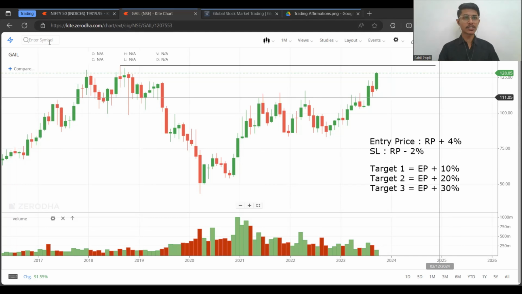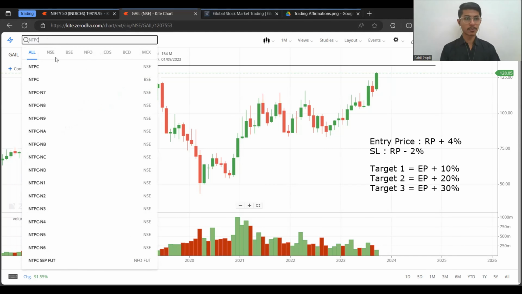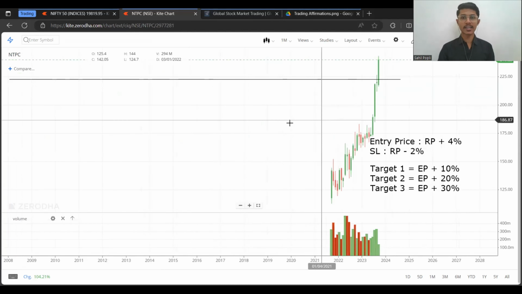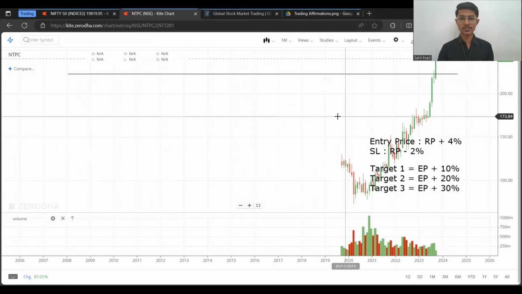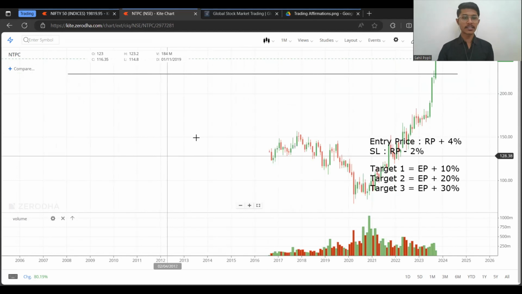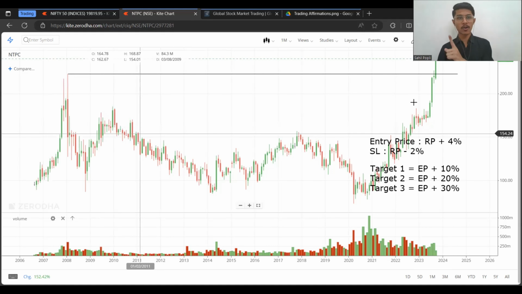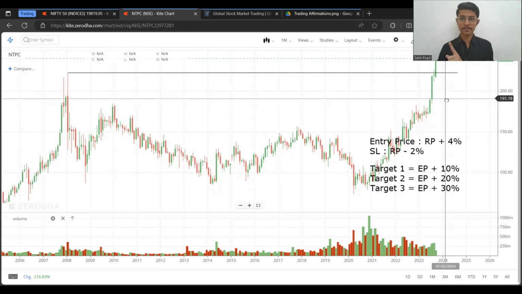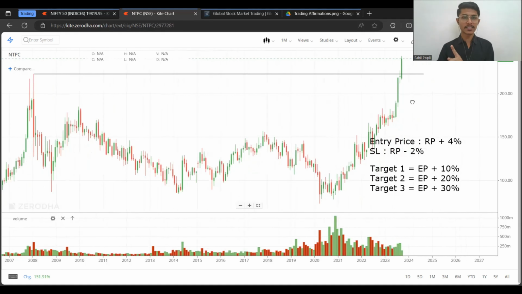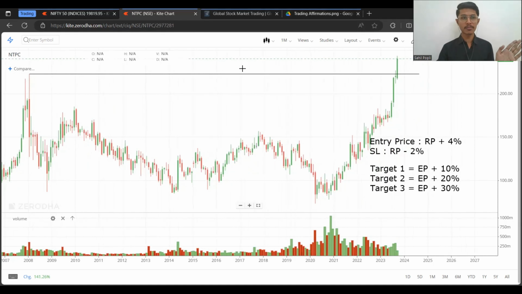And let me quickly share with you one more example at this point of time, that is NTPC, where this particular stock has had a resolution point for the last so many years. If you look at the cup, this is the cup which has been forming since 2007, and it's been almost 13 to 15 years that this particular cup is being formed. And from that point of time, if we look at the resolution point of this stock, the high was 222.